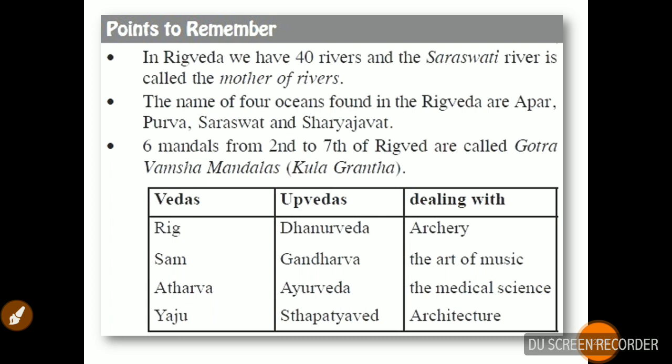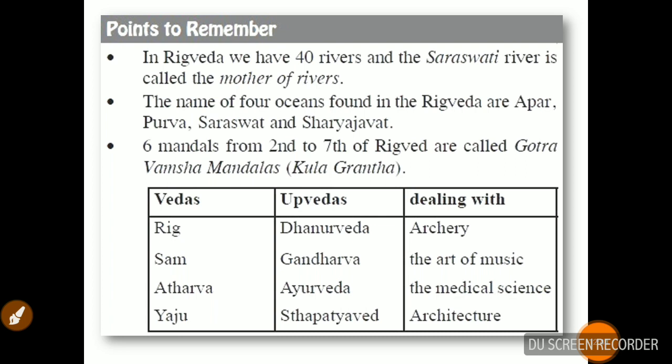And the 6 mandalas from 2nd to 7th of the Rig Veda are also called Gotra Vamsha mandalas or Kula Grantha. So when someone asks which Gotra Sri Rama was born in or which Gotra Sri Buddha was born in, it is all mentioned in Rig Veda. The 6 mandalas from 2nd to 7th of Rig Veda are called Gotra Vamsha mandalas or Kula Grantha.